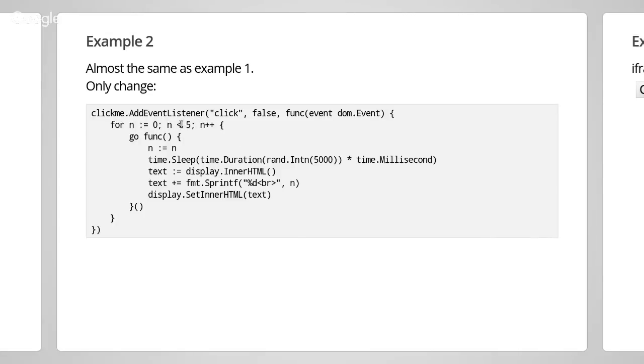So we spin up 5 Go routines. We sleep for a random amount up to 5 seconds in each Go routine. And then we get the text of the display, append our number, and set the text of the display. Let's ignore for now the slight data race in there. You might have noticed it. Before getting the text and setting the text, in theory, something could happen in between. But let's look at this simple example.